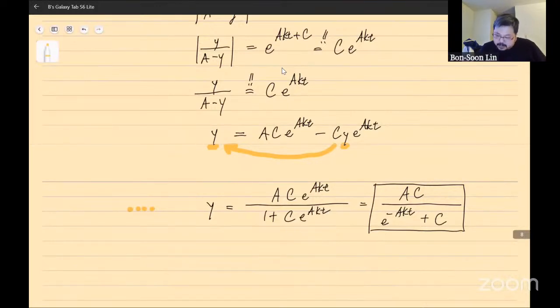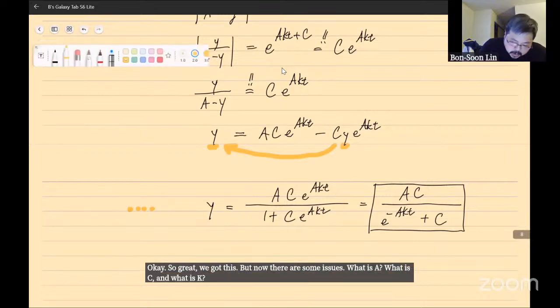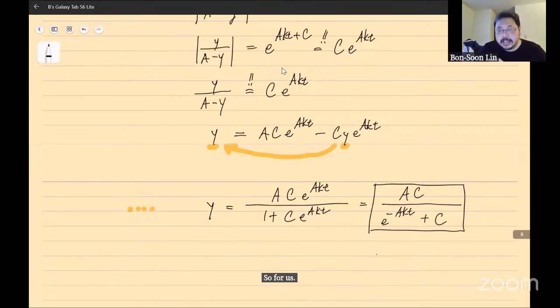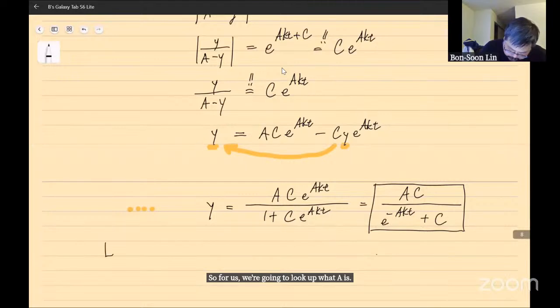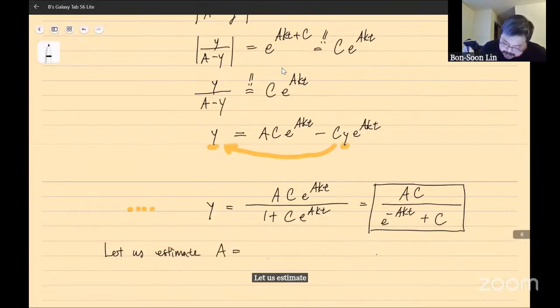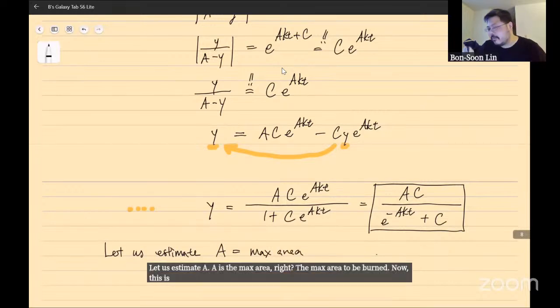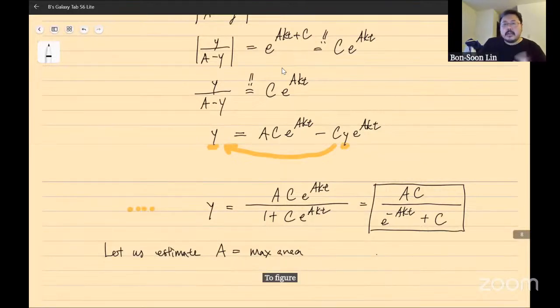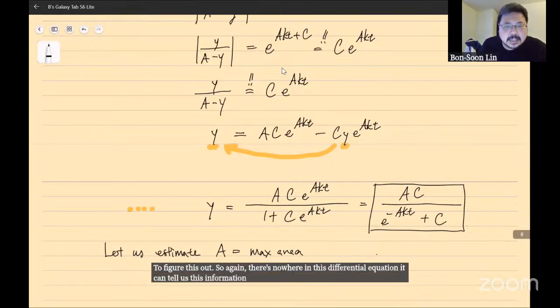Okay. So great, we got this. But now there are some issues. What is A, what is C, and what is K? So for us, we're going to look up what A is. Let's estimate A. A is the max area, right? The max area to be burned. Now this is a physical number, so let's actually look at a map to figure this out. There's nowhere in this differential equation that can tell us this information, so we have to look at something.